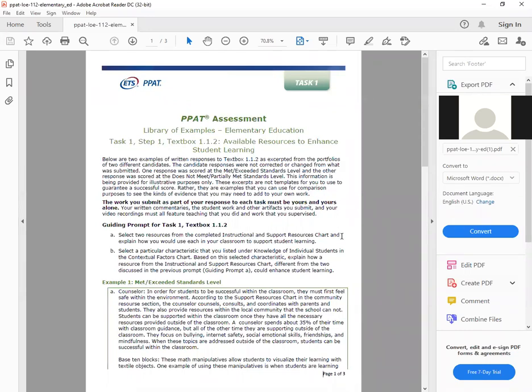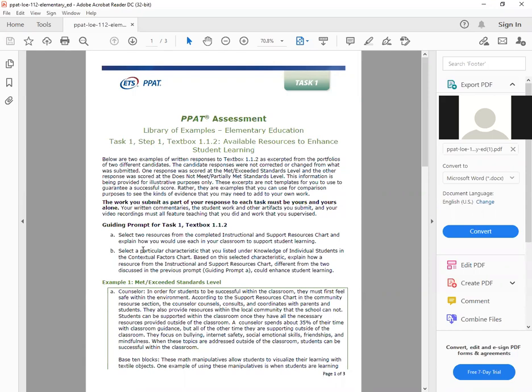We talked about that the last time. You know what they are. You can read and you can find the one that says instructional support resources chart. And then it says explain how you will use each in your classroom to support student learning. That's simple enough. B, select a particular characteristic that you listed under knowledge of individual students in the contextual factors chart. Based on the selected characteristic, explain how a resource from the instructional and support resources chart, different from the two discussed in the previous prompt, could enhance student learning.